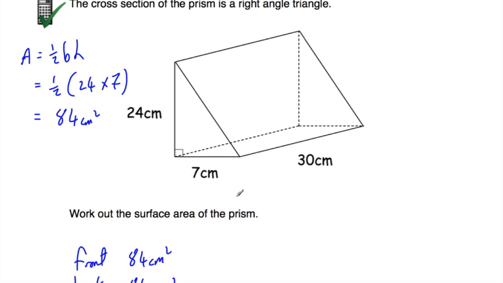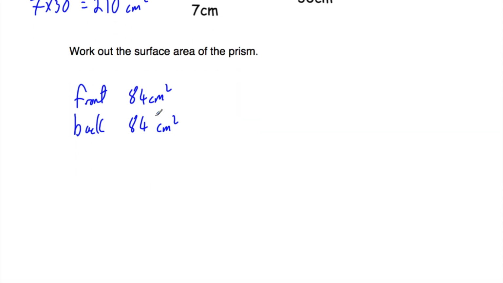Now let's deal with the base. It's quite straightforward as well. It's a rectangle, a 7 by 30 rectangle. The width of it is 7 centimeters and the length of it is 30 centimeters. So if we do 7 times 30, that's equal to 210 centimeters squared. So that's the area of the base of this triangular prism. The base has an area of 210 centimeters squared.